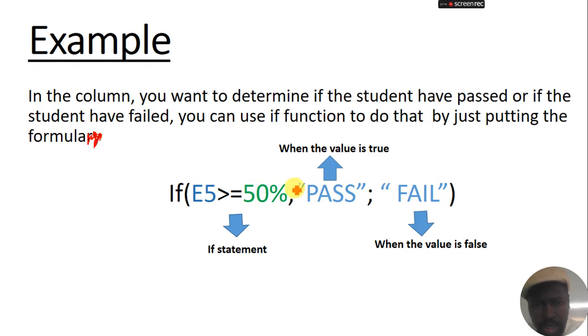So this one, I've said it, it's an if statement. This one is the first answer, or the positive answer, if the value is true. It's what we want. If the value is greater than 50, then the answer that will appear in the cell that we are formulating should say pass. And in the cell that we are formulating, if the value of E5 is less than 50, it should say fail.